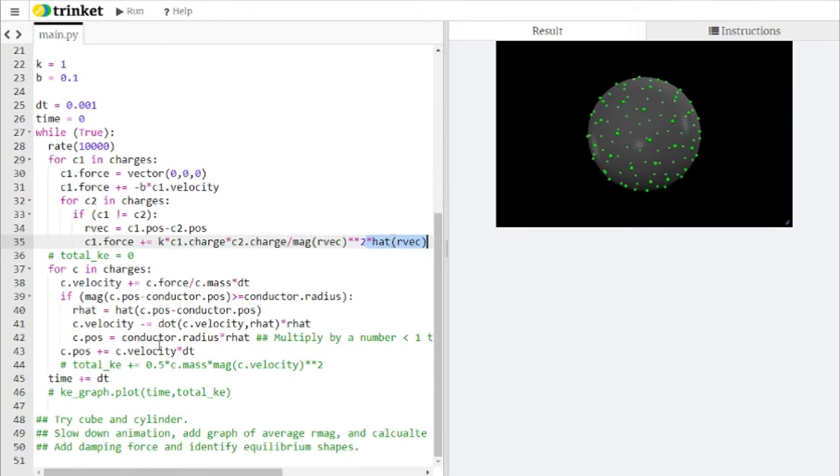When I come down here, we are going to update their velocities and their positions. This is just usual Euler-Cromer stuff. So we update the velocity with force divided by mass times dt. And then we update our position here based on our velocity.